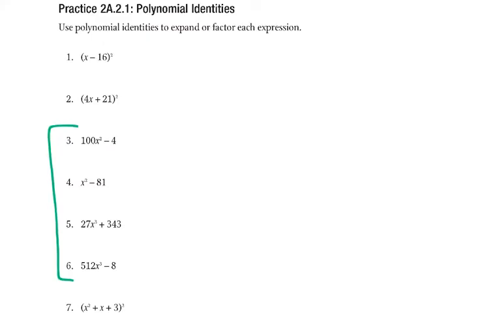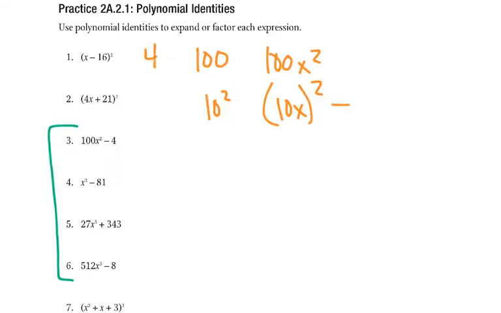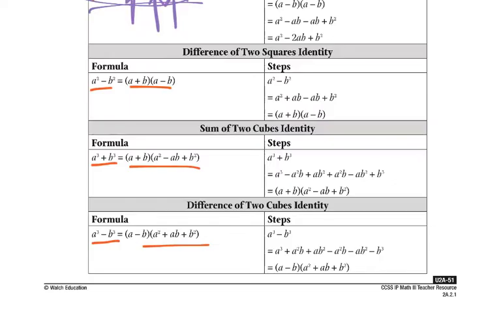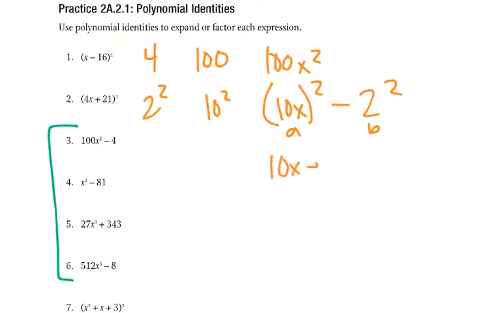So, looking at this first one, the first thing we need to notice is it's got a square. That should key us. We should also know something about the number 104. Okay, 100 is really 10 squared, right? So 100x squared is really 10x squared minus 4, which is really 2 squared. See, now a is 10x, b is 2. Now we can use the difference of two squares. So it's a plus b times a minus b. So 10x plus 2 times 10x minus 2.